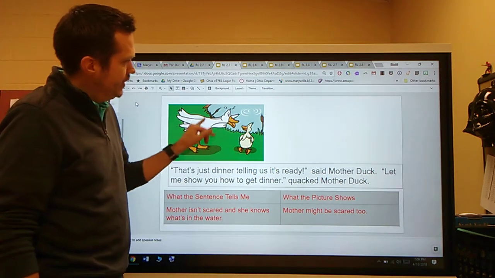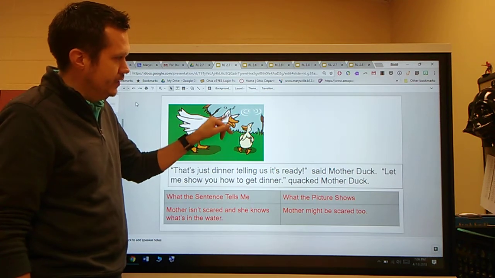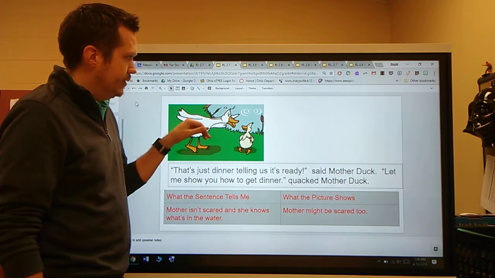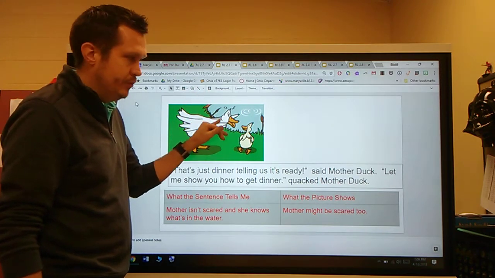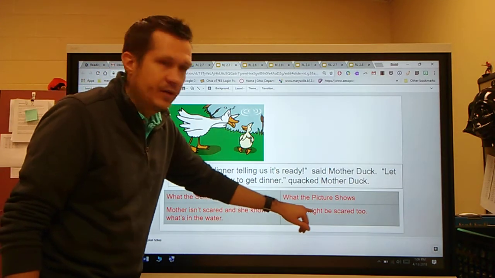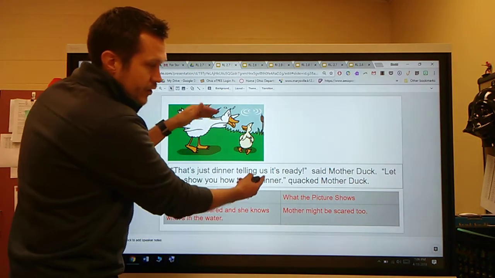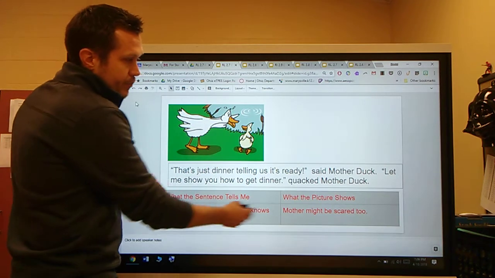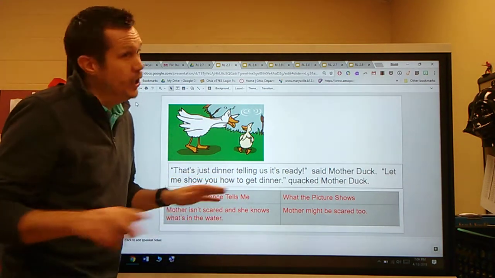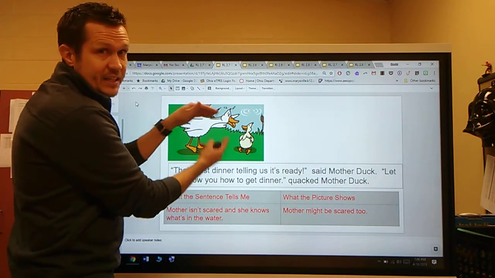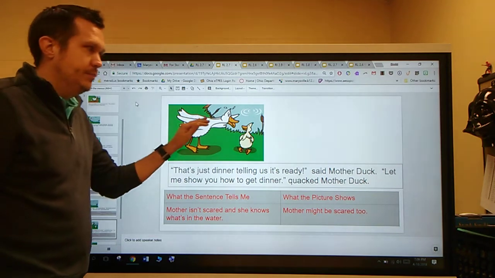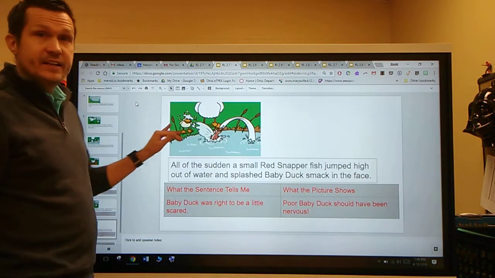What about the picture? So I see Mother Duck pointing. It looks like she might be a little scared. I'm not sure what the watermarks are. Maybe she's a little nervous. I'm not sure what the picture's showing there. So it's not really clear. But the picture makes me think that Mother Duck might be scared. But when I read the words, I know she's not scared. So that's me connecting the two. Now I know that Mother Duck is not scared. So look at the pictures, look at the words. And here's the last one.